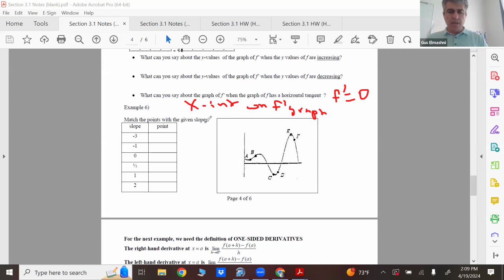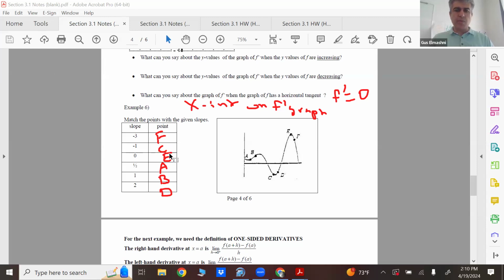So you're asked to estimate the slopes at these different values. So, you're asked to match. So which of these 6 letters would have a slope of -3, would you say? Probably F. Which one would have a slope of -1, would you say? Which one would have a slope of 0? Which one has a slope of half, probably? How about 1? I'd try to say B and D. Okay.